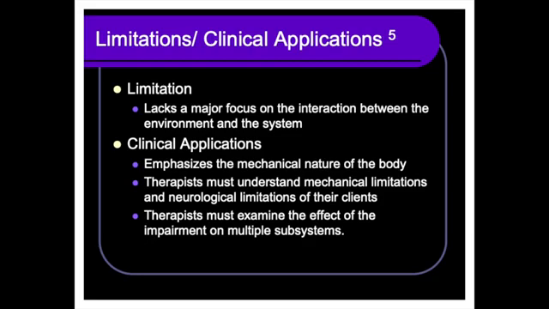As far as clinical applications, in a minute we're going to stop and think about specifically how this affects what we do as physical therapists. But again, this theory is the first theory to emphasize the mechanical nature of the body. It requires that therapists start understanding mechanical limitations and neurological limitations in their clients. And it emphasizes that therapists must examine the effect of the impairment on multiple subsystems.